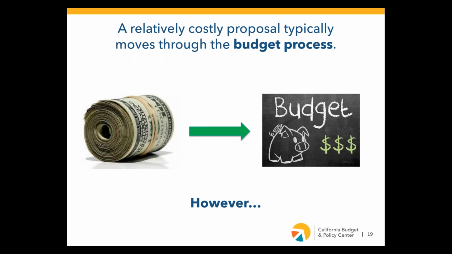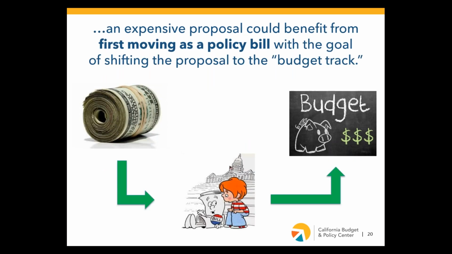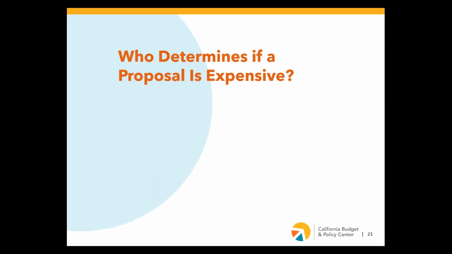If we switch to relatively costly proposals, these will typically move through the budget process. Again, these would be proposals that are sort of considered on the expensive side. However, an expensive proposal could benefit from first moving either simultaneously or initially as a policy bill with the goal of shifting that proposal to the budget track, the ultimate location being the state budget process.